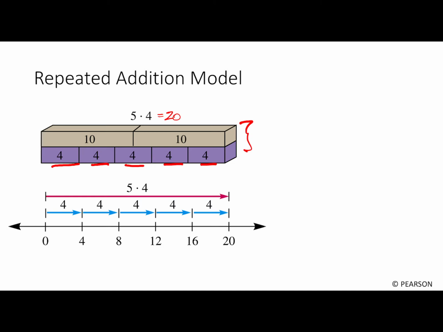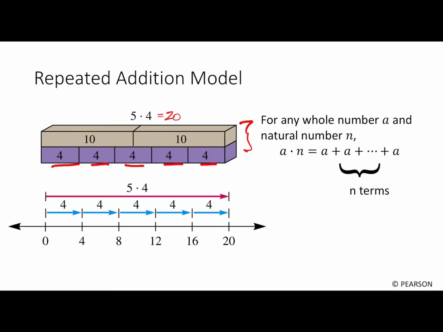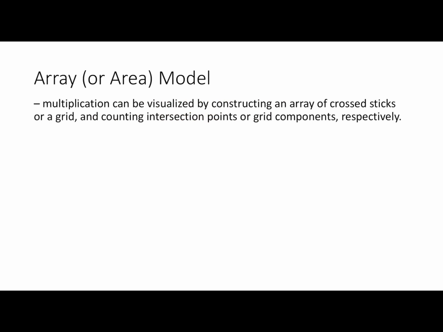And again, we could use the number line. Here on my number line, I'm going every 4, and I'm going to do that 5 times. So 5 times 4 again is 20. All right, in general, and I've written it backwards here, we're going to interpret this as n times a is telling us to add a n times. Okay, so that's the repeated addition model.